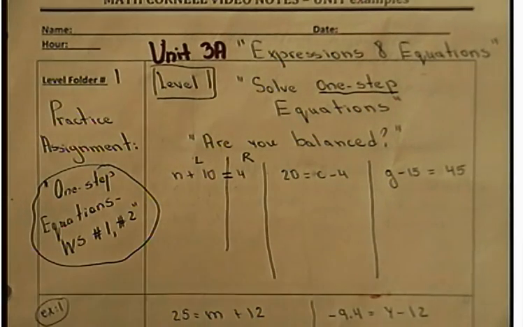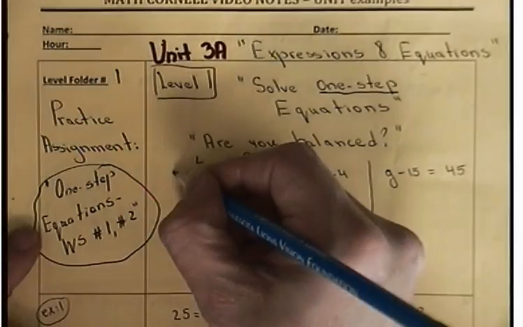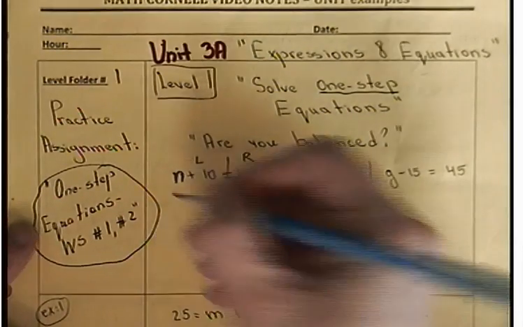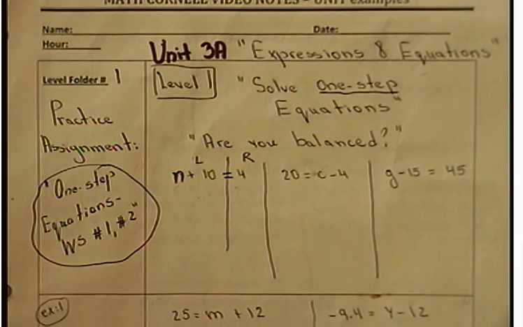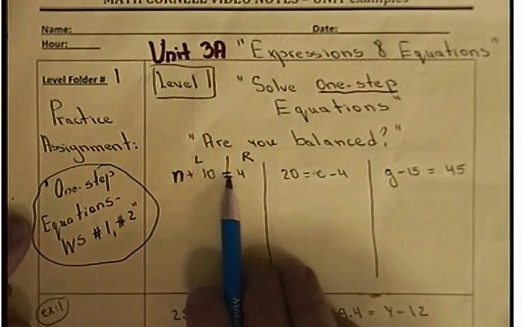So let's go ahead and start solving one-step equations. Now everybody can see that we have one variable here. This variable is unknown. So we're going to solve the equation to find out what this variable is equal to. So the equation is n plus 10 equals 4.